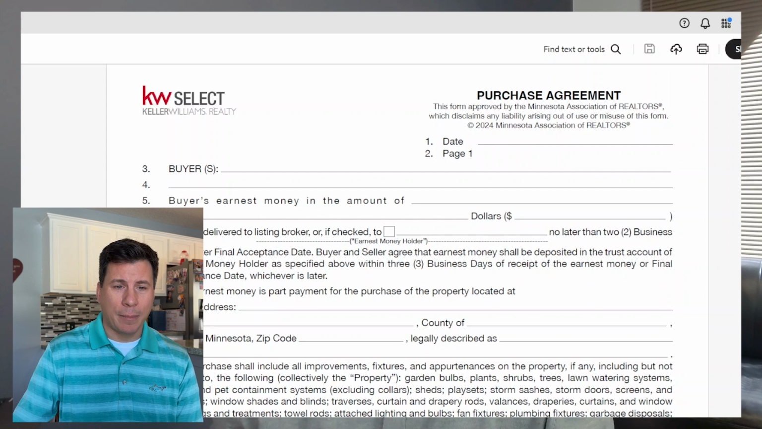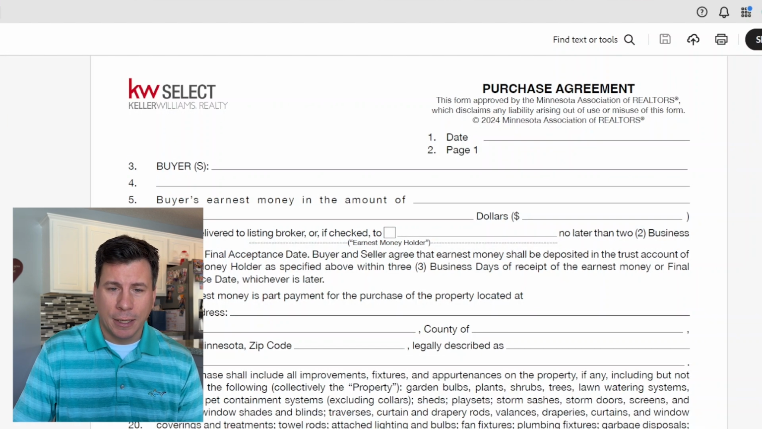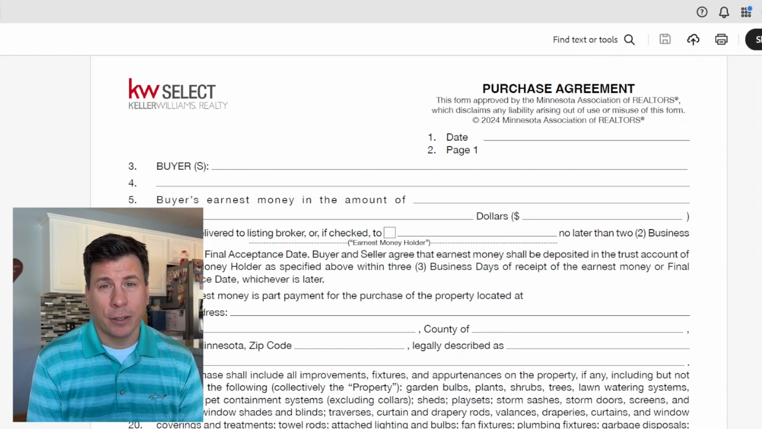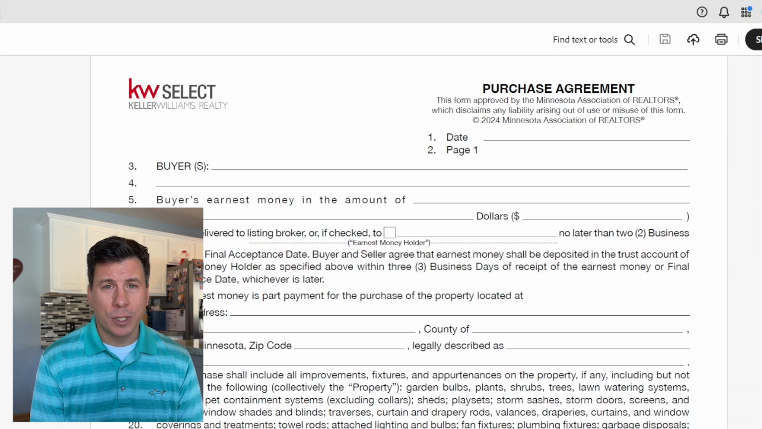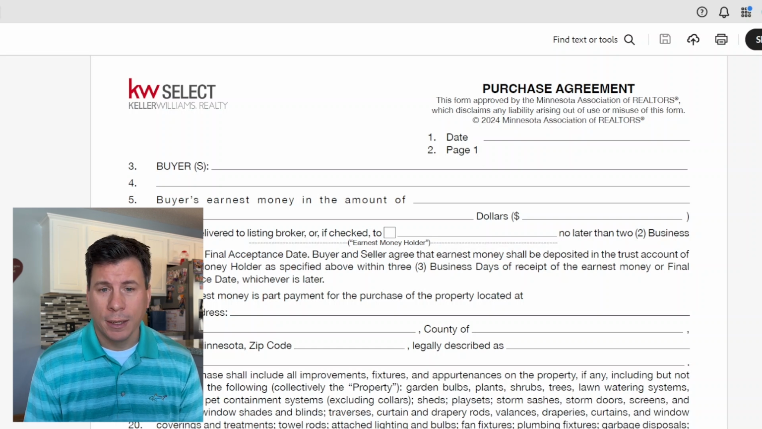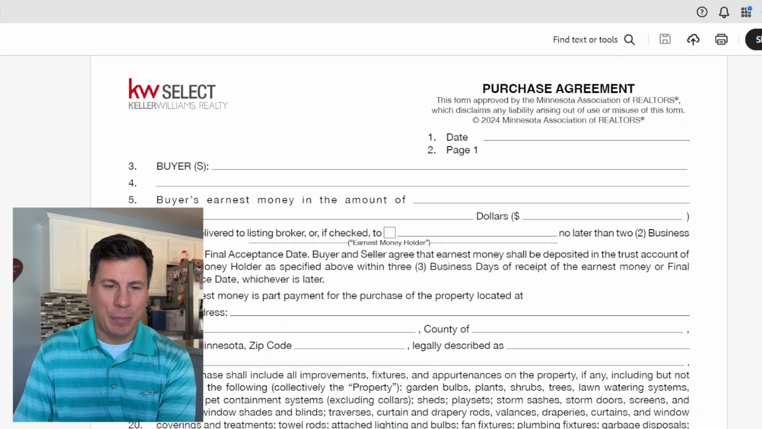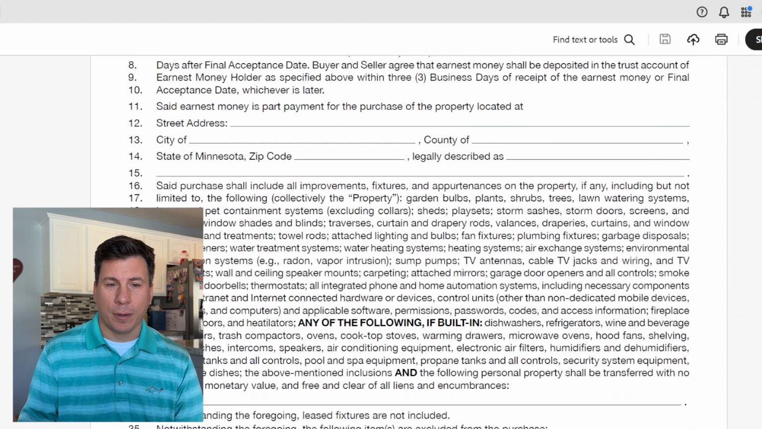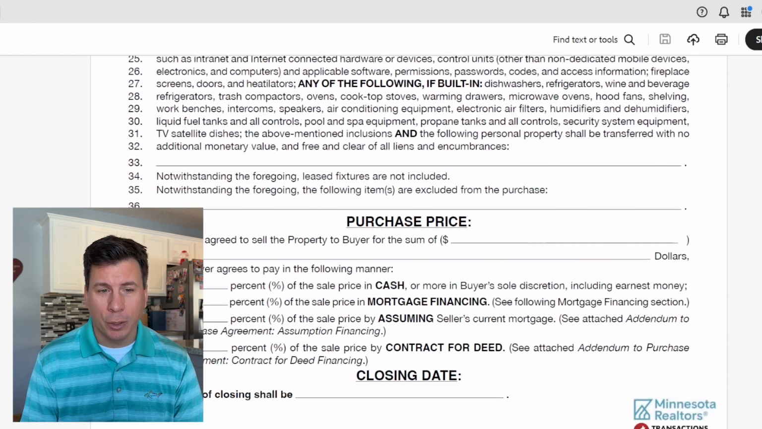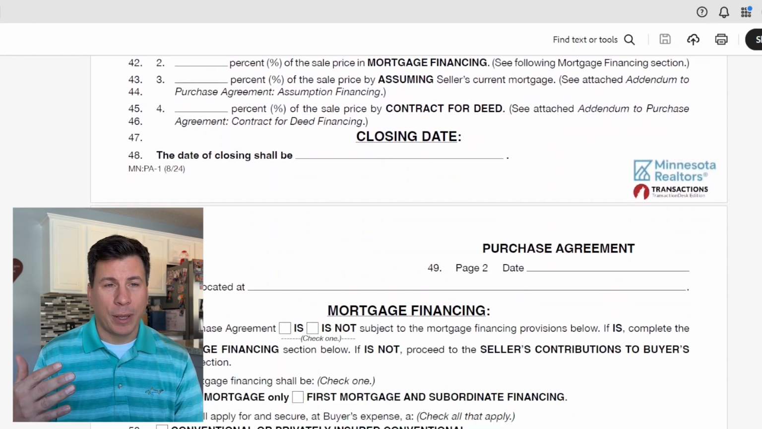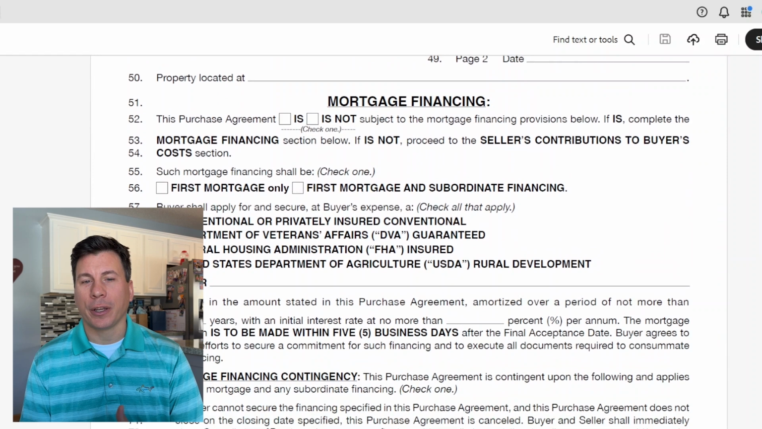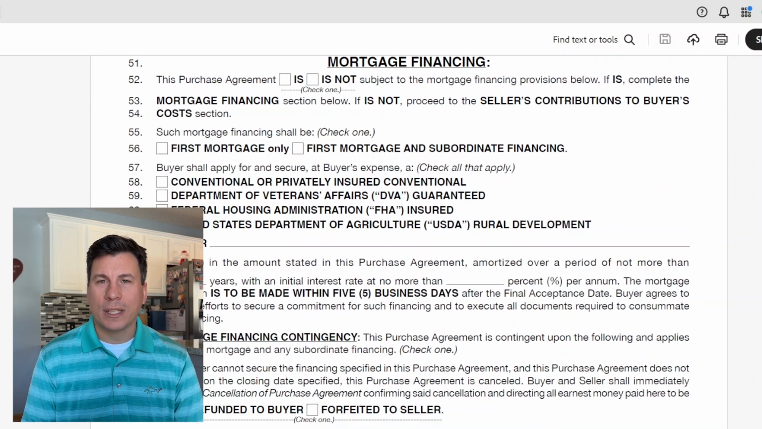All right, awesome. I'm on page 1 of the purchase agreement here. Page 1 is your standard contract. It's who's going to buy what for how much and when. The very top has the buyer's names. It has earnest money here. It has the property address. And then page 2, it continues with the mortgage. So it's what type of mortgage are we obtaining? Are we amortizing that over a 30-year period, a 15-year period? What's the maximum interest rate allowed?